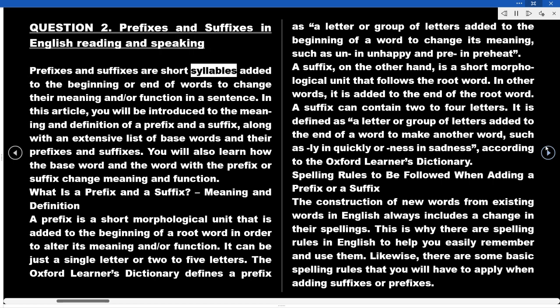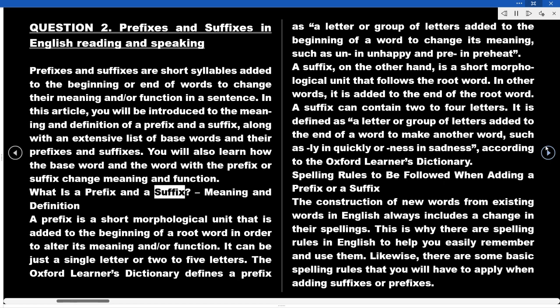Prefixes and suffixes are short syllables added to the beginning or end of words to change their meaning and/or function in a sentence. In this article, you will be introduced to the meaning and definition of a prefix and a suffix, along with an extensive list of base words and their prefixes and suffixes. You will also learn how the base word and the word with the prefix or suffix change meaning and function.